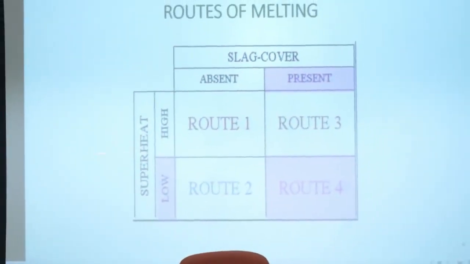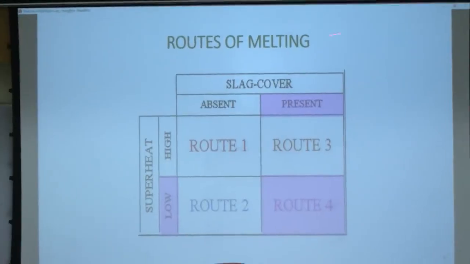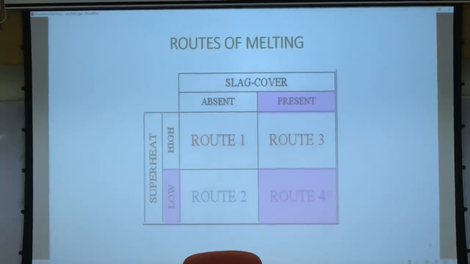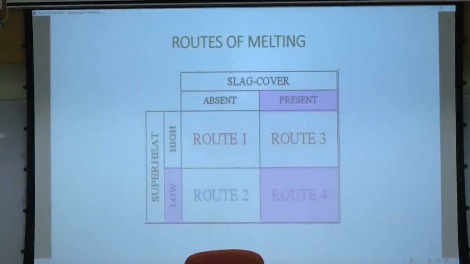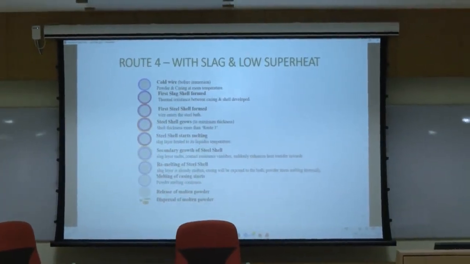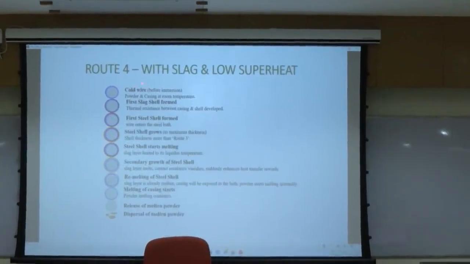Also at the casing and slag interface, you have a contact resistance because they do not wet each other significantly. So based on that, we developed a model. It's a simple one-dimensional heat conduction model with a moving boundary, not a very difficult model. And then we define different routes of melting, depending on whether the slag is present or absent, or your superheat is high or low. I am just discussing the slag-present, low-superheat route because more interesting results come here. So when you have the slag and the low superheat, what happens? You can see this is the cored wire.